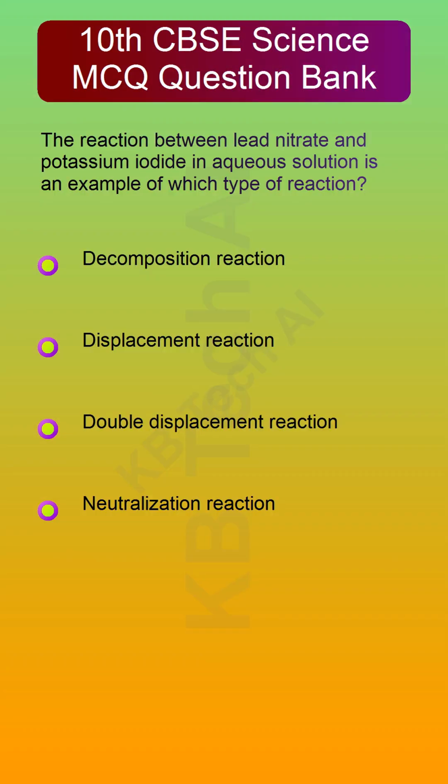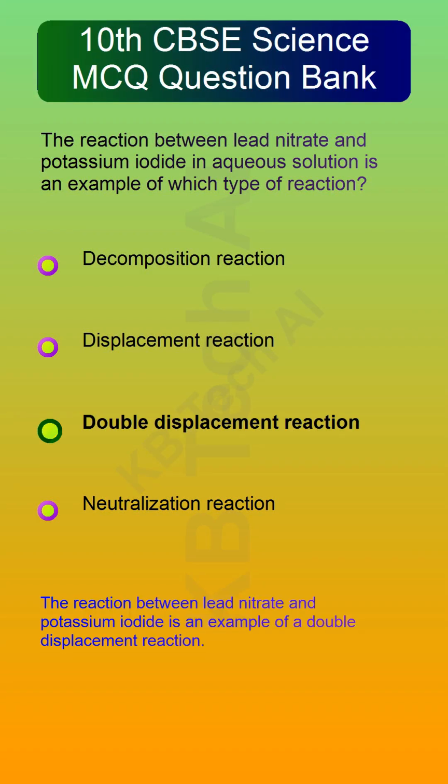The reaction between lead nitrate and potassium iodide in aqueous solution is an example of which type of reaction? Option 1, decomposition reaction. Option 2, displacement reaction. Option 3, double displacement reaction. Option 4, neutralization reaction. The answer is, Option 3, double displacement reaction.